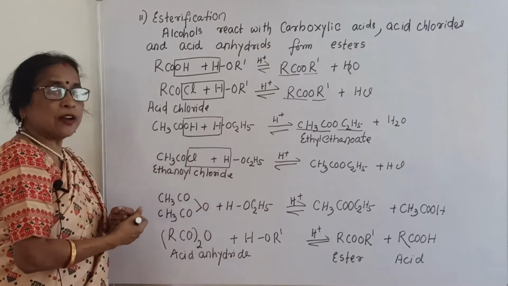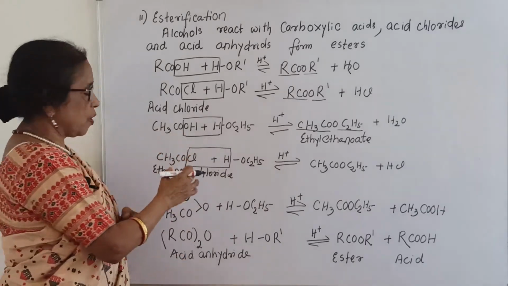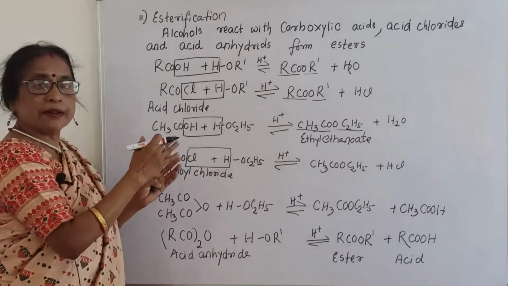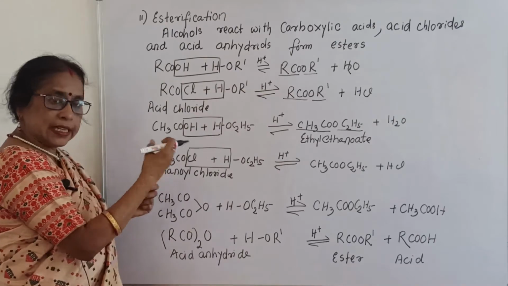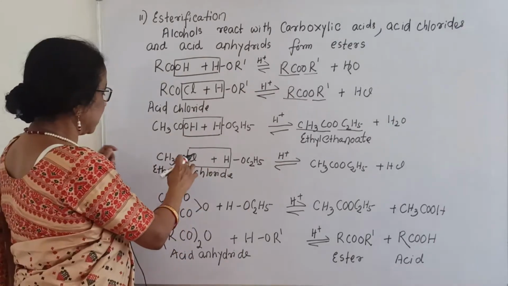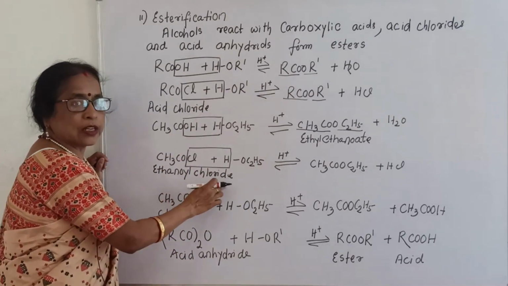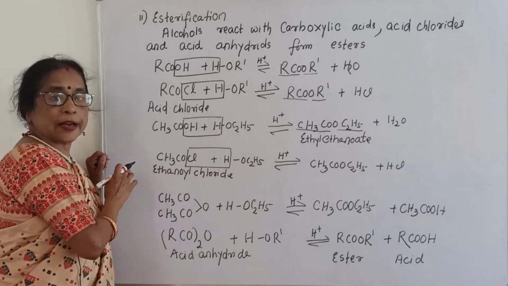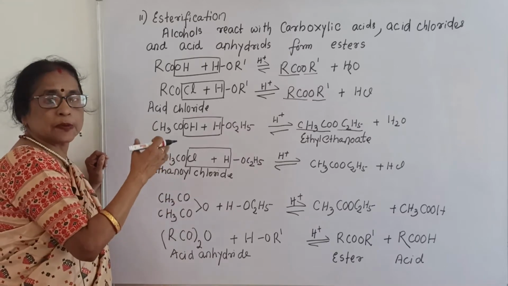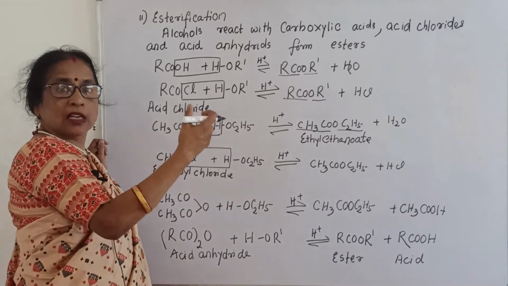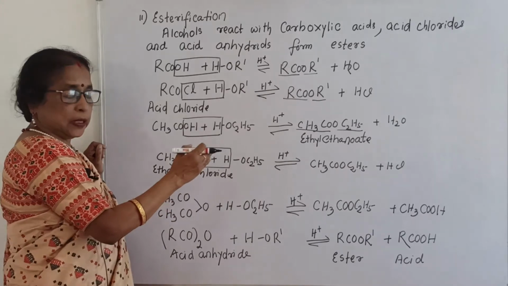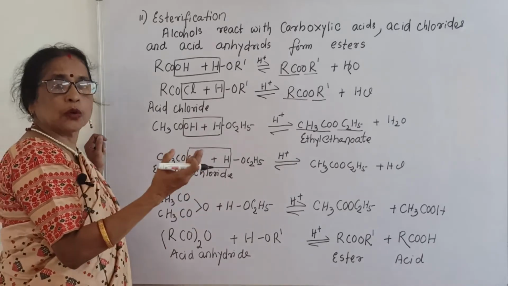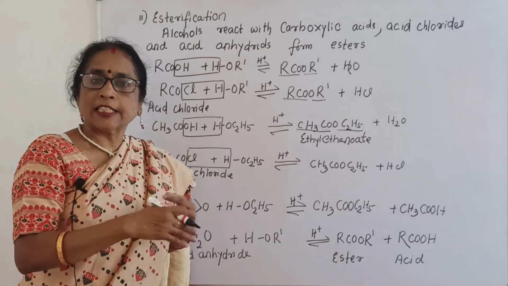Next come to ethanoyl chloride. What is meant by ethanoyl chloride? This is a derivative of acid. How? Because in acetic acid, OH is replaced by Cl, so it is called ethanoyl chloride, or acetyl chloride. Why acetyl chloride? Because it is from acetic acid. Why ethanoyl chloride? Because the IUPAC name is ethanoic acid, so ethanoyl chloride is the IUPAC name, and acetyl chloride is the common name.